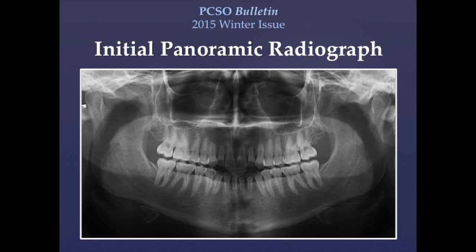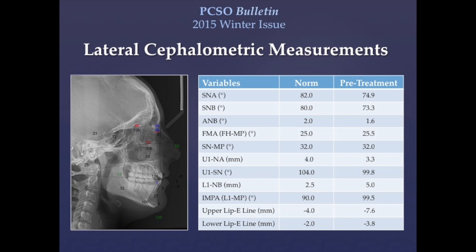Radiographic findings. The Panorex shows good bone level, apical root resorption of the maxillary anterior teeth, and blended roots of the mandibular anterior teeth. She has a skeletal class 1 with a normovergent growth pattern. The maxillary incisors are retroclined and the mandibular incisors are proclined.